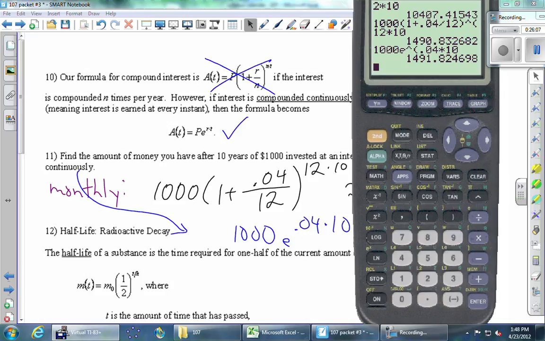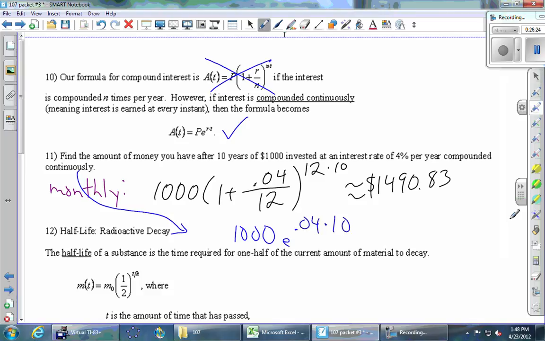So there's a few things you need to know to be successful with this kind of a question. You need to know when to use PERT, what keyword, continuous. You need to know how to write it down with pencil and paper, and you need to know how to type it in. So 1491.82. That's not worth it to you?